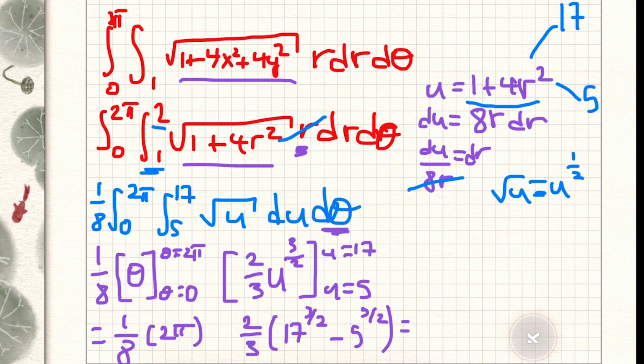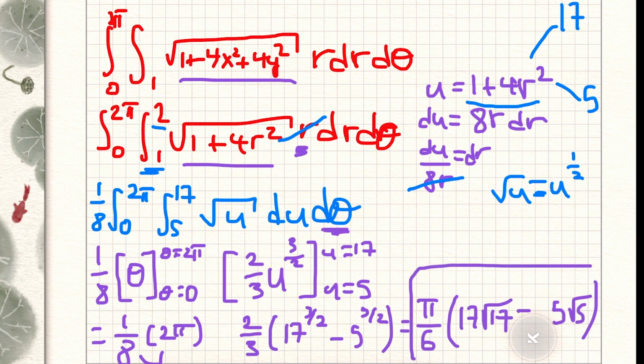giving us, well, this is just saying pi over 6, and this, if we simplify further, we are left with 17 square root of 17 minus 5 square root of 5, and this would be our final answer.